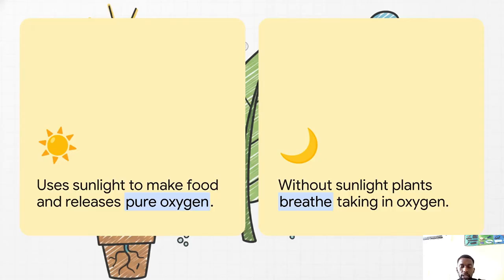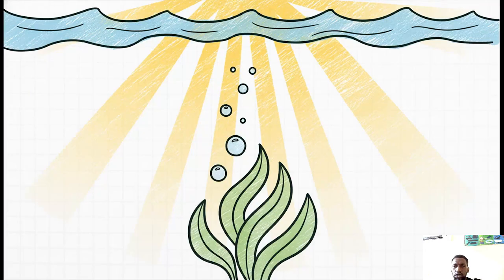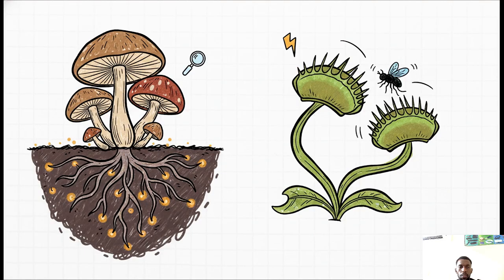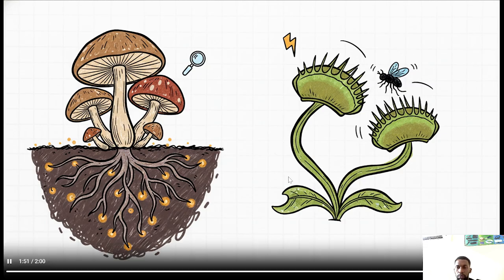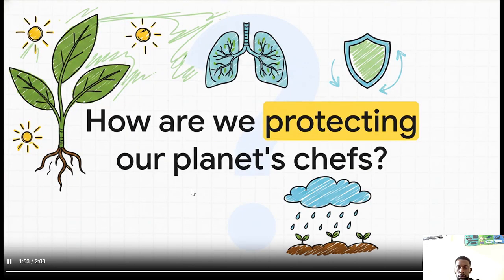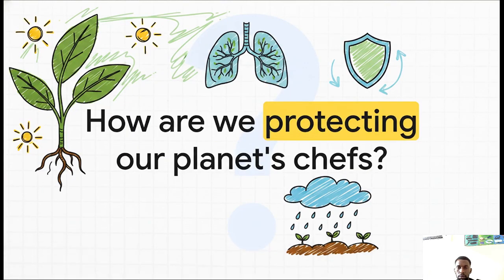Surprisingly, without sunlight at night, photosynthesis stops. Plants then breathe exactly like humans, taking in oxygen instead. Underwater plants photosynthesize too, but way slower, since the water layers absorb a lot of the sun's energy. They're totally fun rule breakers too. Mushrooms feed from the ground, while Venus flytraps actually eat small insects. So, if plants are the lungs of the world, how are we protecting our planet's ultimate botanical chefs?